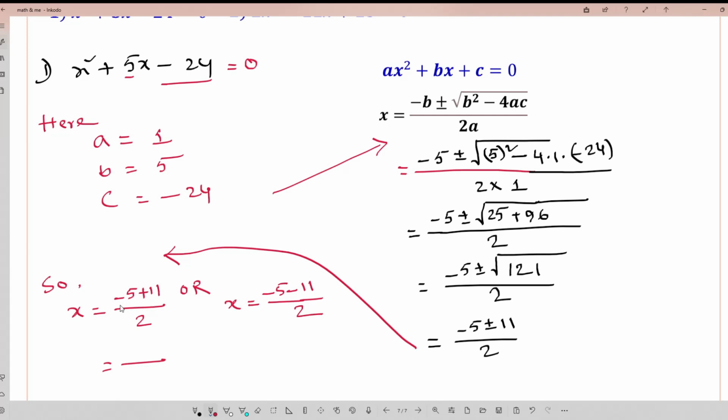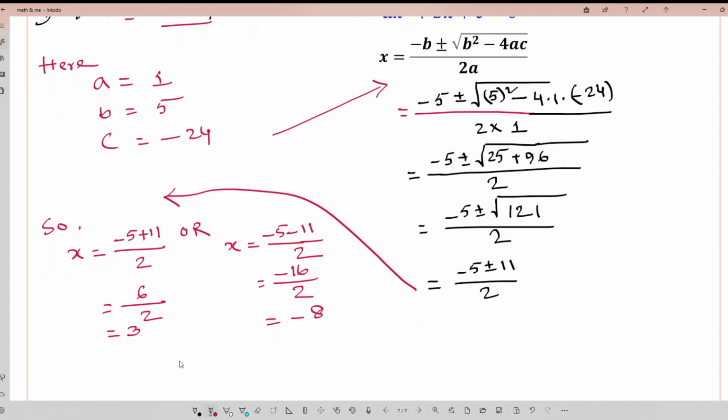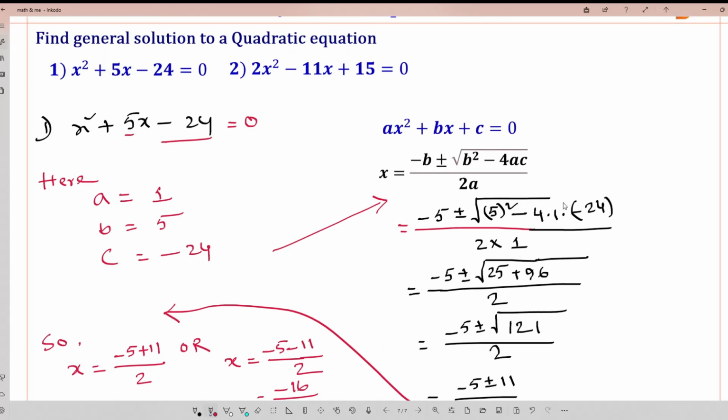So 11 minus 5 means 6, divided by 2, so the answer is 3. Or minus 11 minus 5 means minus 16, divided by 2, it means minus 8. Very easy way we can get the answer. So the answer is 3 or minus 8.